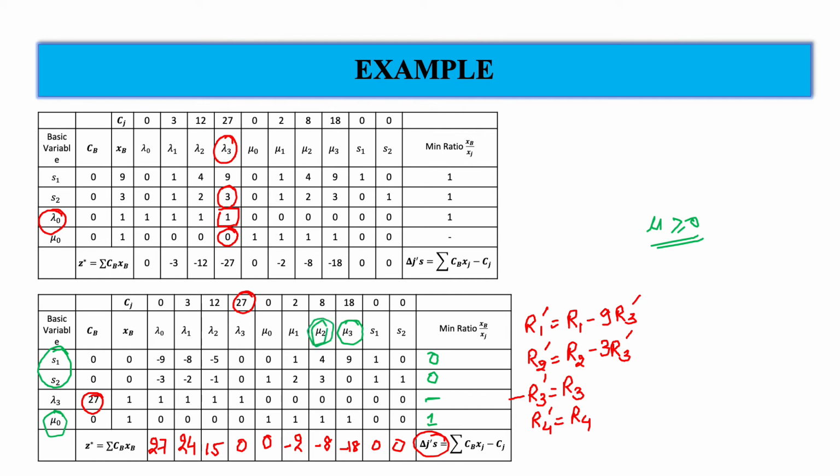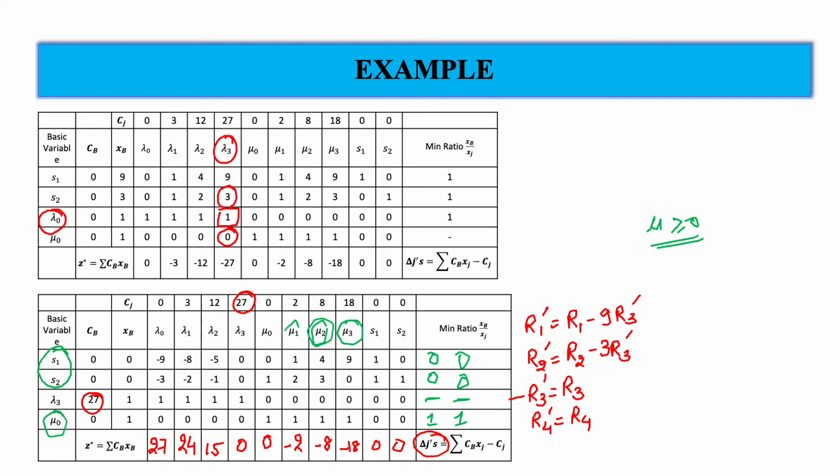Again we will see the ratio: 0 divided by 4 is 0, 0 divided by 3 is 0, 1 divided by 0 is again not defined, 1 divided by 1 is 1. Again we can remove s1 or s2. But if we leave s1 or s2 and mu2 is coming into the basis, then mu2 and mu0 are not adjacent, so again we can't enter mu2.